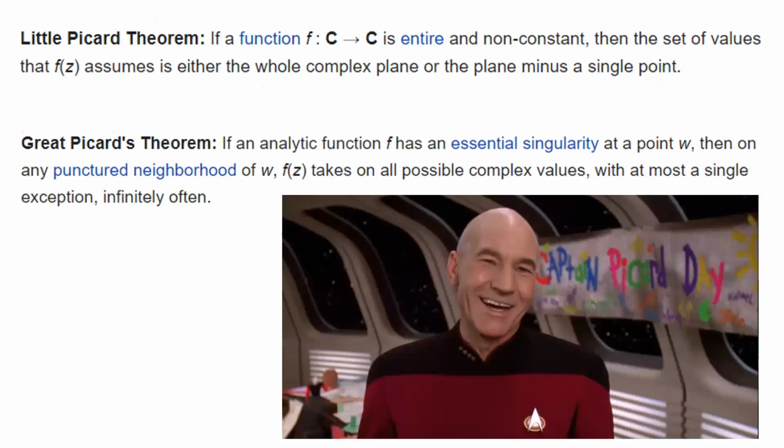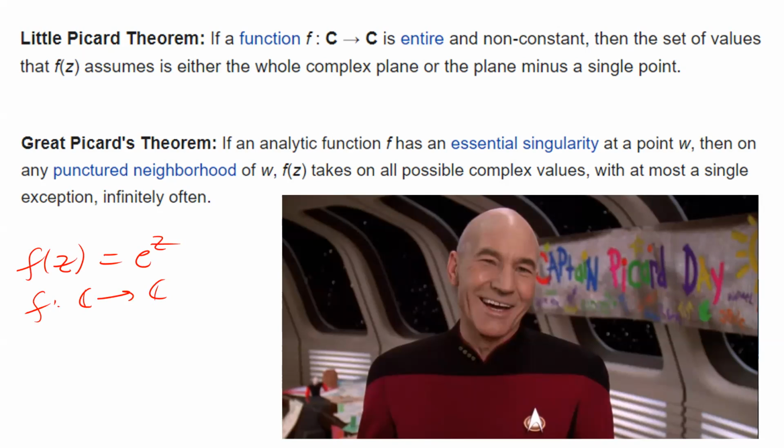And so I know most of you have not seen complex analysis, but I just wanted to mention two great results related to this. So the first is the little Picard theorem that says if you have a function from the complex numbers to the complex numbers, and it is not constant, then the set of values that it assumes is either the entire complex plane or the plane minus a single point. And if you look at the function f of z equals e to the z, this is a function from the complex numbers to the complex numbers.